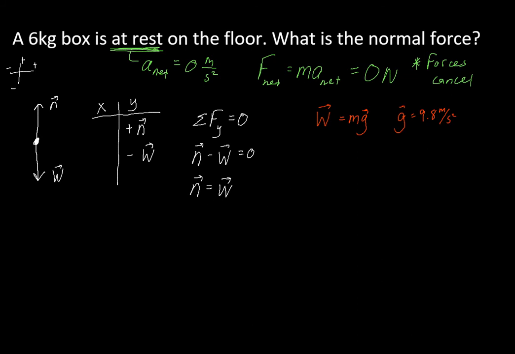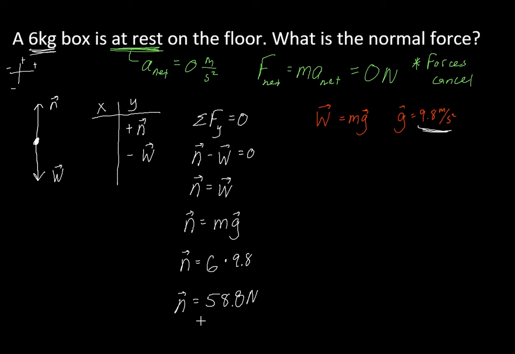So let's go ahead and plug that in. We know that the normal force is now equal to the mass of the object times the acceleration due to gravity. We know the mass of the object is 6 kilograms. We know the acceleration due to gravity is 9.8 meters per second squared. So at this point, we're just plugging and chugging. 6 times 9.8, which will give us a normal force of 58.8 newtons. There we go, 58.8 newtons.